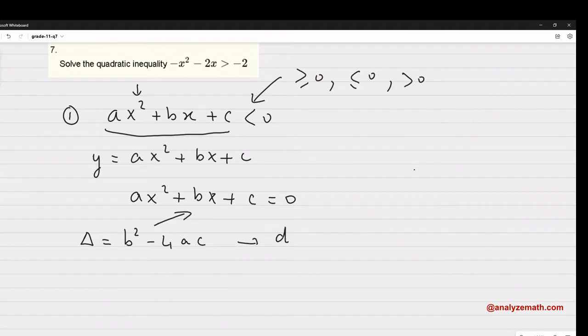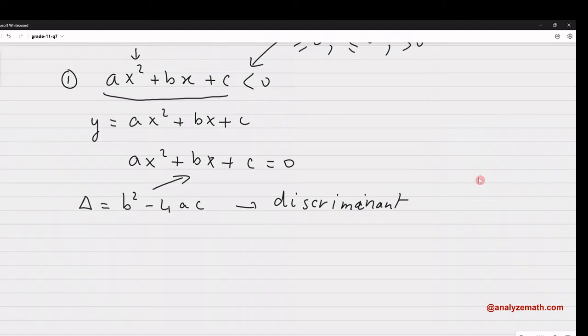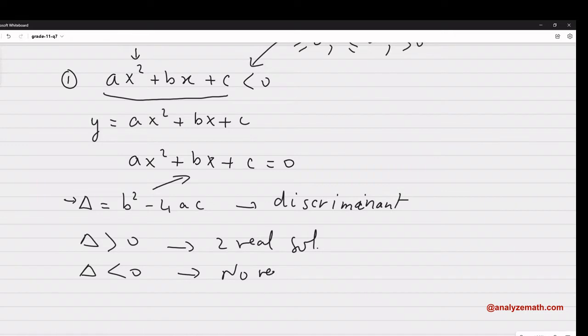This is called the discriminant. And depending on the sign of the discriminant, if this delta here is positive, you will have two real solutions. If delta is negative, you have no real solutions. If delta equal to 0, you will have one real solution.